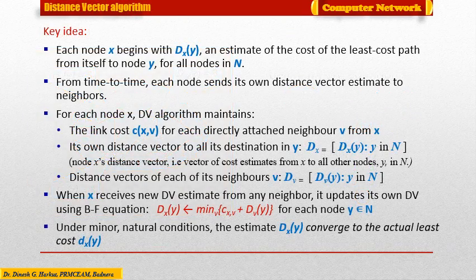The basic idea of working out the distance vector algorithm is that each node x begins with Dx(y), an estimate of the cost of the least cost path from itself to node y, for all nodes in set N. For each node x, the distance vector algorithm maintains the following routing information.